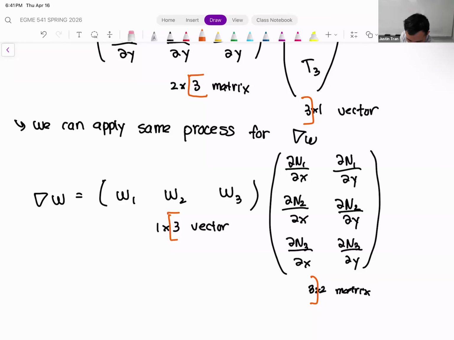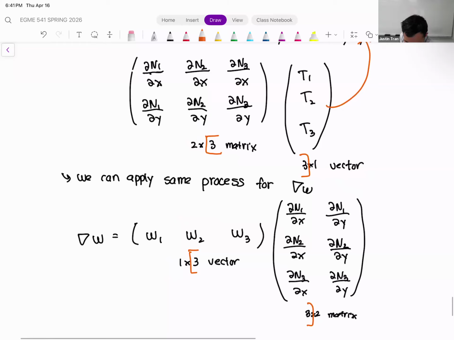You're probably wondering, if you look at these two expressions for the gradient of T and the gradient of W, we've kind of swapped them. For the gradient of T, we have the T coefficients on the right, and for the W vector, we have the W coefficients on the left. So they're both equivalent. We can easily do the switcheroo and get the same thing as well. But we do it this way.